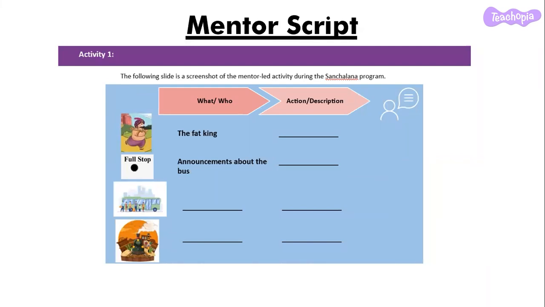And this is a small screenshot of the mentor script. After the session today, the mentor script will be sent out to you in your WhatsApp groups. Wherever there is an activity, this would be a list of activities that you need to conduct in your Sanchalana centers on the day of the webinar. In the script, you can find that there would be a screenshot.